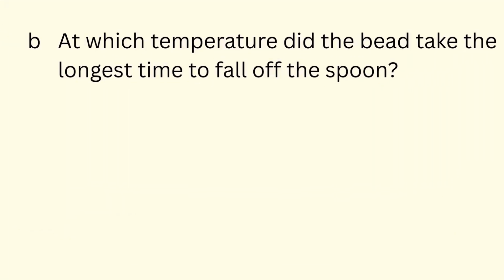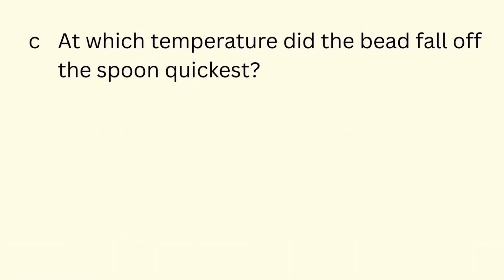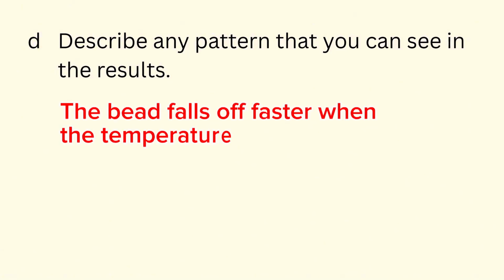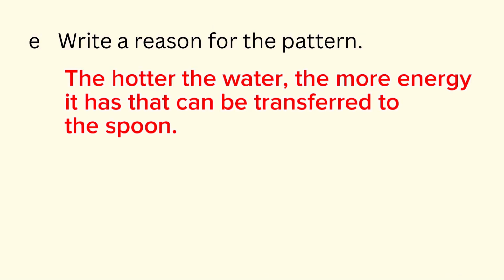Question B. At which temperature did the bead take the longest time to fall off the spoon? At 40 degrees Celsius. Question C. At which temperature did the bead fall off the spoon quickest? At 100 degrees Celsius. Question D. Describe any pattern that you can see in the results. The bead falls off faster when the temperature is higher. Question E. Write a reason for the pattern. The hotter the water, the more energy it has that can be transferred to the spoon.